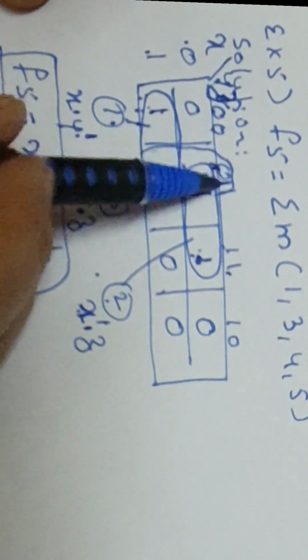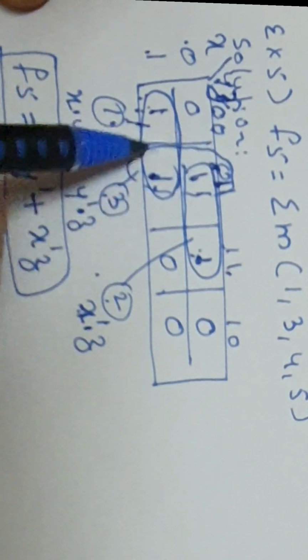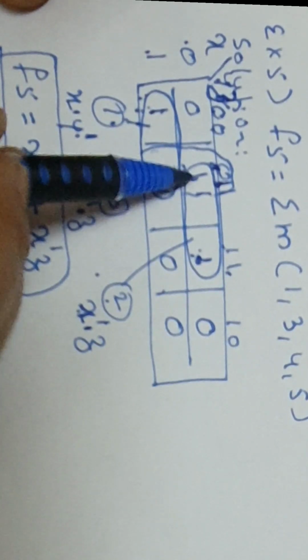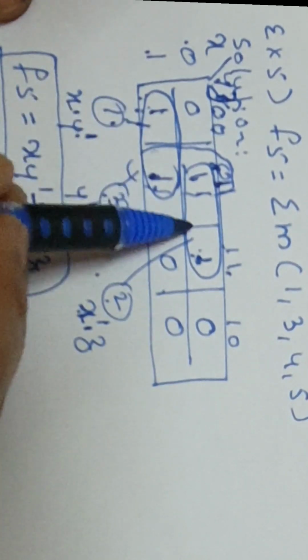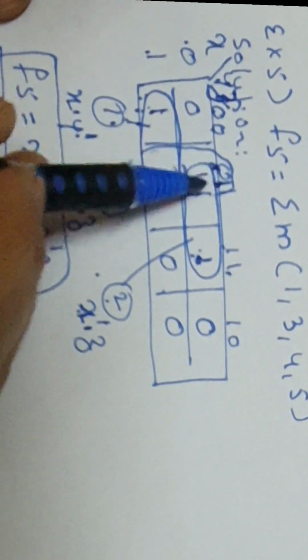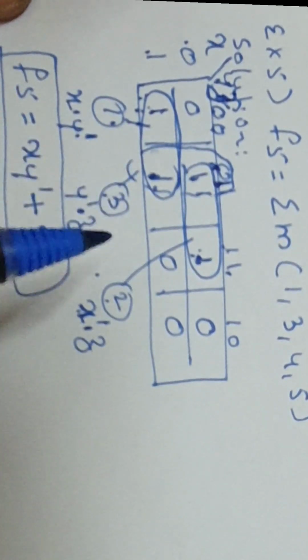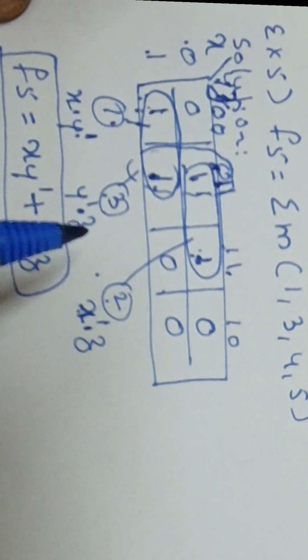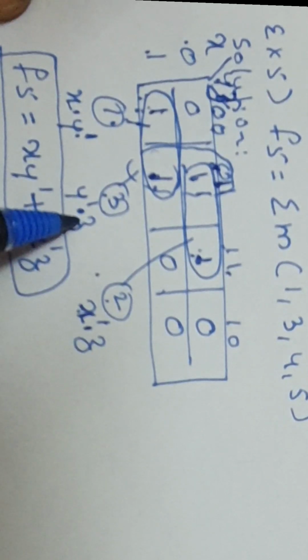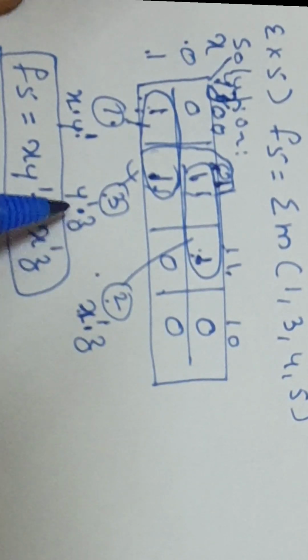Why is it wrong if you draw this? Because in this group two ones will come which are covered in other groups also. Then no need of considering this group. That is called a redundant group. And what prime implicant do we take here? That is the redundant prime implicant, and it is not essential also.